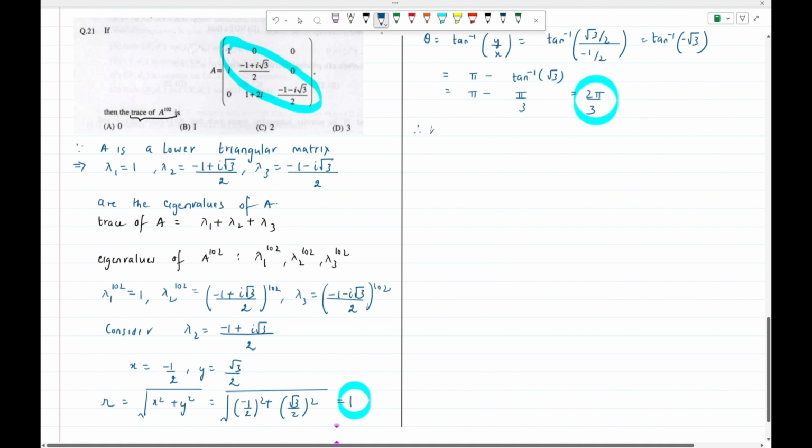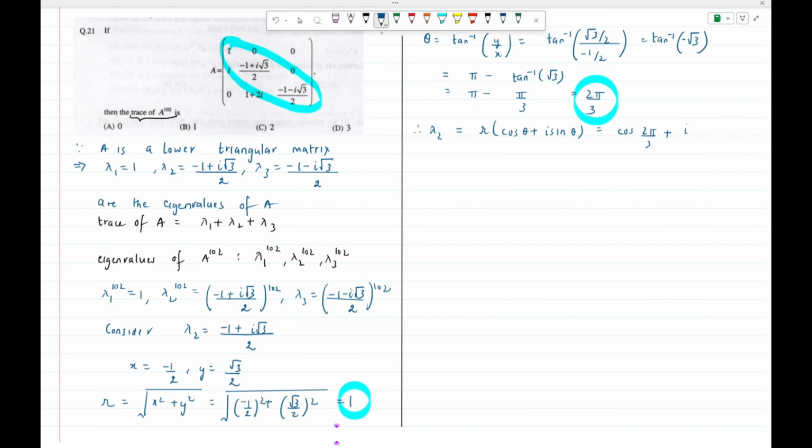We are going to take help of these two values and rewrite the complex number lambda 2. So we can say that lambda 2 is equal to, as per the general formula, R into cos theta plus i sin theta. R is 1, so we can avoid writing that. We'll have cos of 2 pi by 3 plus i times sine of 2 pi by 3. For the next part, since we need the 102nd power of lambda 2, this is going to be (cos of 2 pi by 3 plus i times sine of 2 pi by 3) raised to 102.